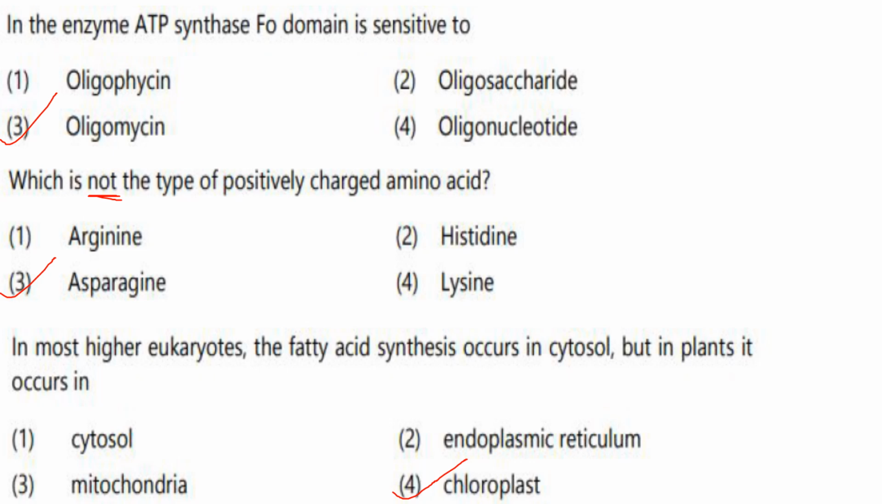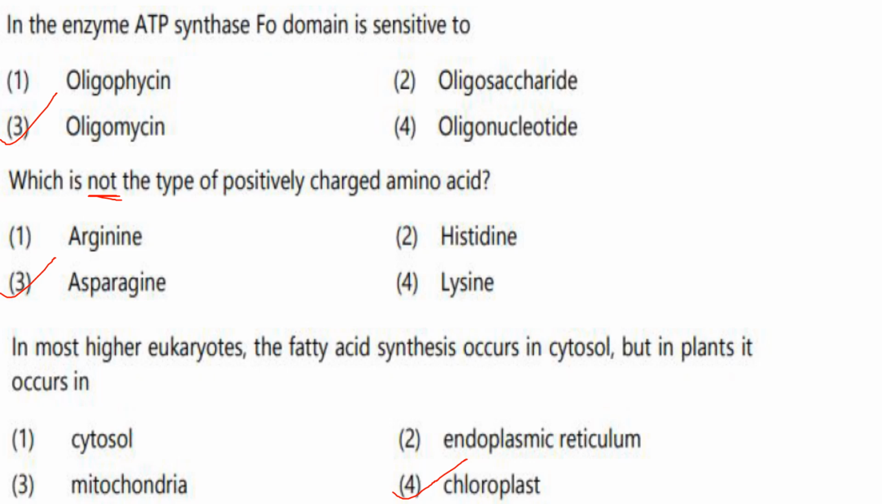In the enzyme ATP synthase, F0 domain is sensitive to. So ATP synthase has F0 and F1 domains. Out of these, the F0 domain is sensitive to which antibiotic they have asked. They have given oligosaccharide and oligonucleotide also, but we will see the antibiotic, that is oligomycin. Answer is option 3. And this binds to the F0 domain. This oligomycin will bind to the F0 domain of mitochondrial ATP synthase and it specifically binds to the C subunit of the F0 domain. Remember that, C subunit of the F0 domain.